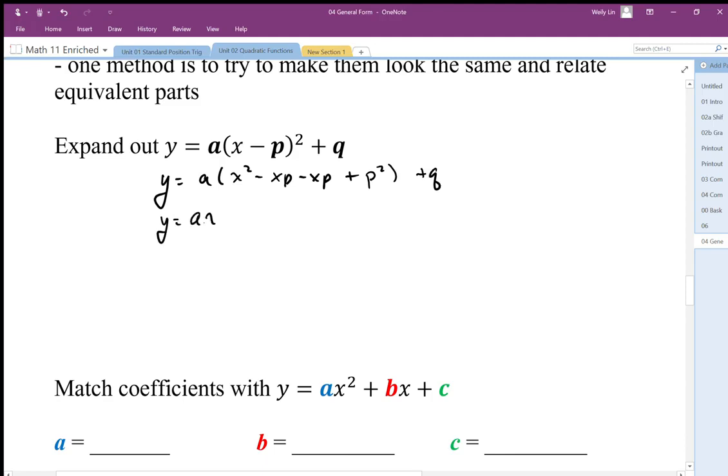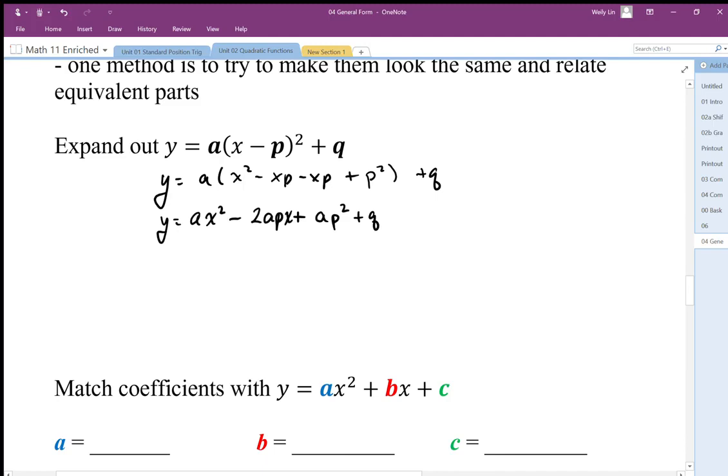So I end up with ax squared minus 2apx. I need to multiply by a, so that's negative 2axp, and then we need to introduce the a in there, plus ap squared plus q. Let's combine, so this is going to be an x in here. So we've combined our like terms, and this is what it looks like.